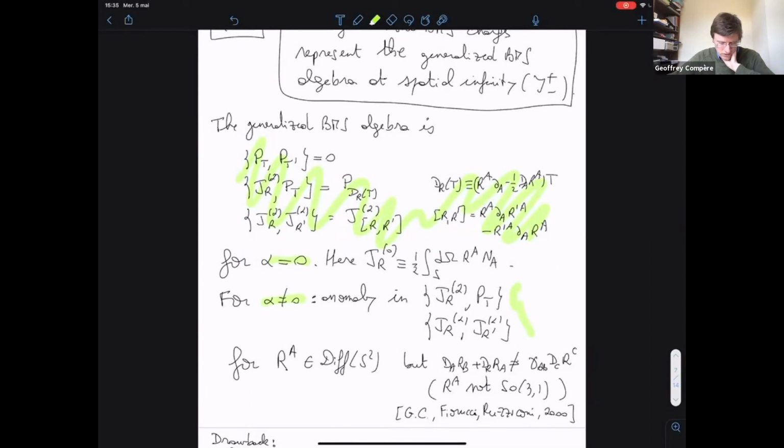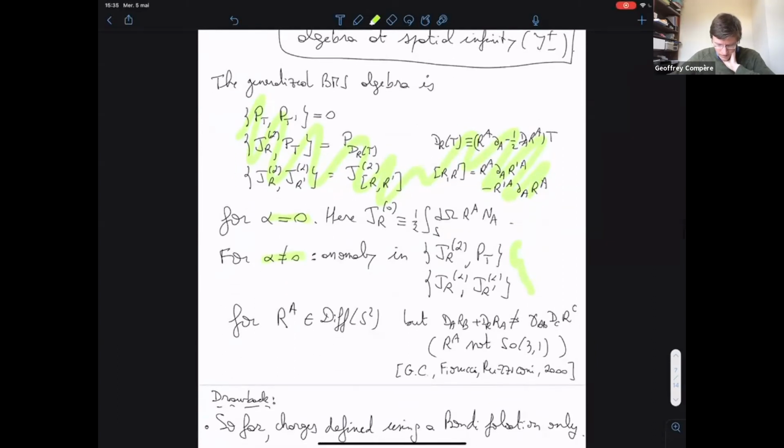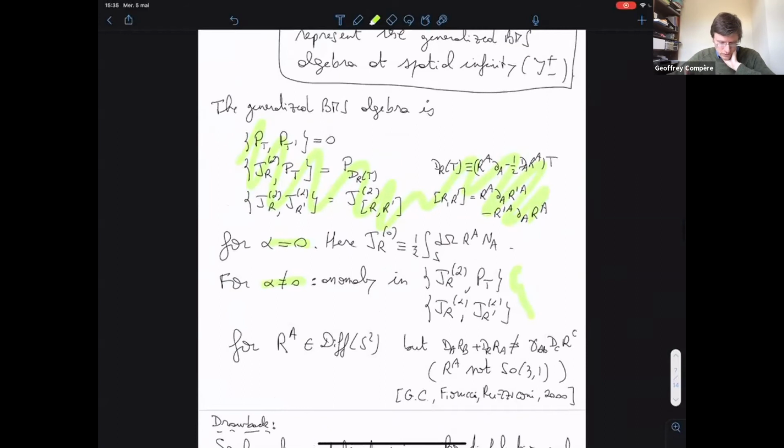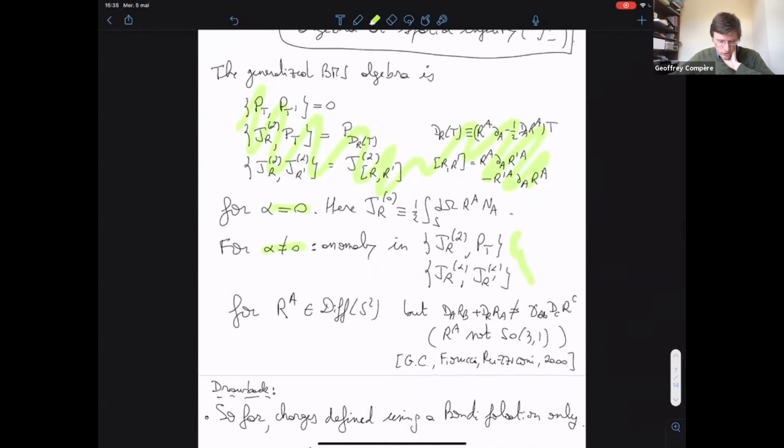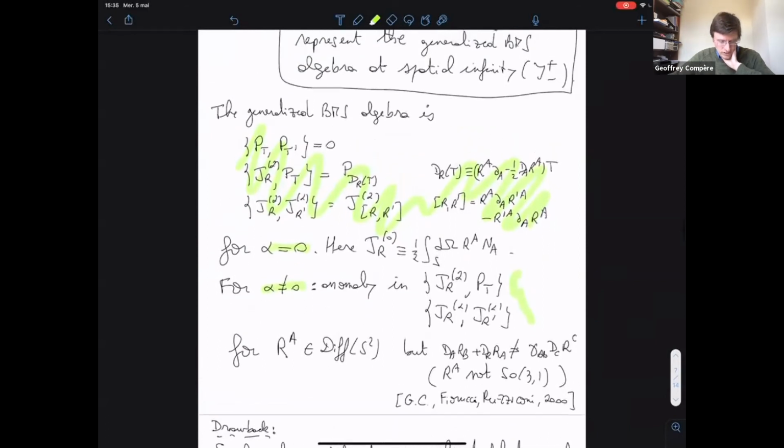There's no flux at spatial infinity. So we would expect that we have standard commutators. And so in terms of representation of the generalized BMS, that favors alpha equals 0. This is the main argument for why alpha equals 0 is interesting. So the thing is that if we like these diff S2 charges, we want them to have a nice algebra, and that algebra is nice only for alpha equals 0.